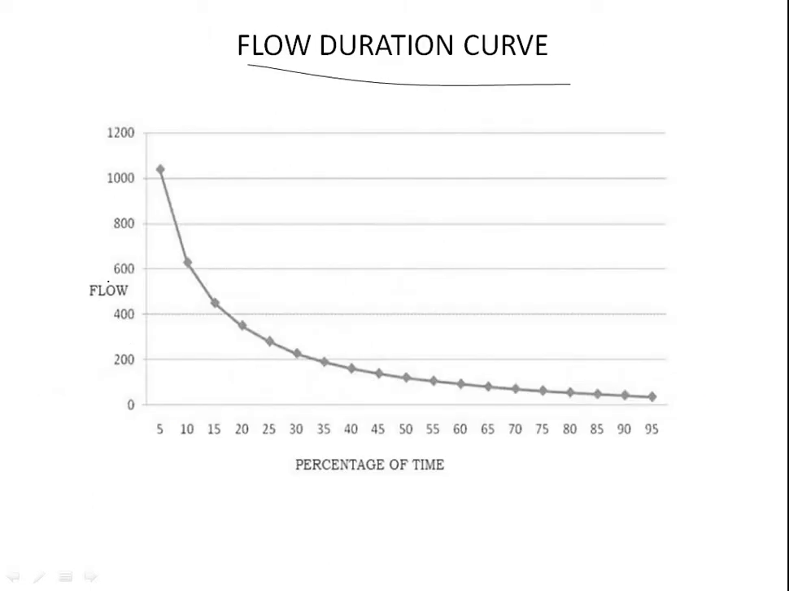Flow duration curve, as we have plotted here: flow versus percentage of time. Percentage of time 5, 10, 15, 20 till 95 we have plotted, and here flow has been plotted as 0, 200, 400 up to 1200. Year wise, when it is given, you can see here year wise it is mentioned, so 200 to 1200. As per that, the curve is shown here.